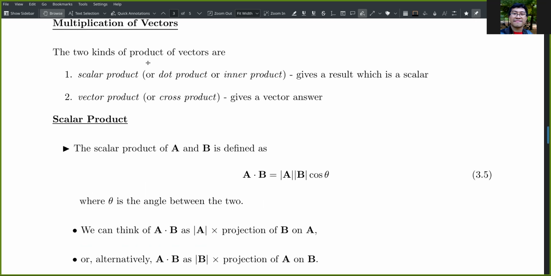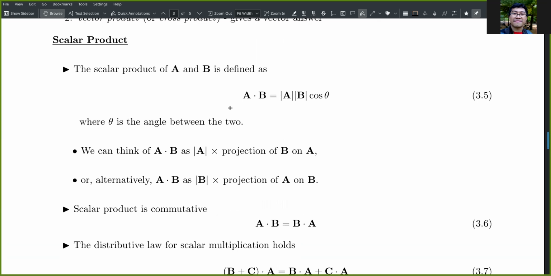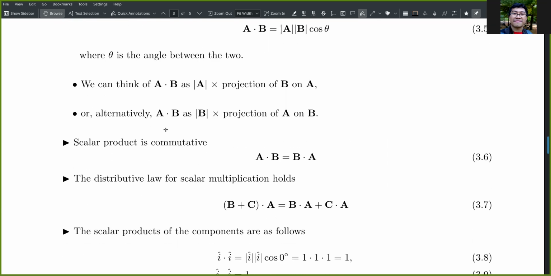The two kinds of products of vectors are the scalar product, which gives a scalar answer, also called the dot product or inner product, and the vector product, sometimes called the cross product. It gives an answer that is a vector, so it needs direction. For the scalar product, the definition is a dot b equals magnitude of a times magnitude of b times cosine theta, where theta is the angle between the two.